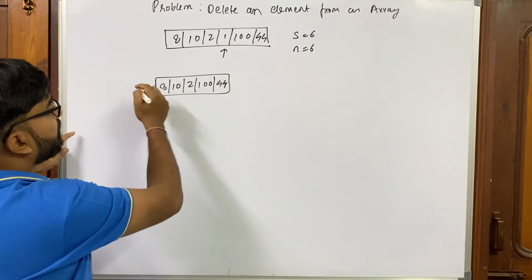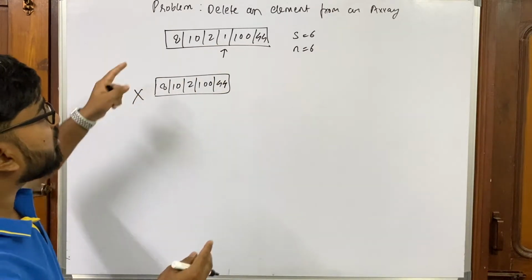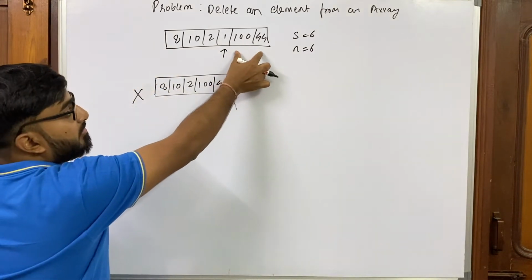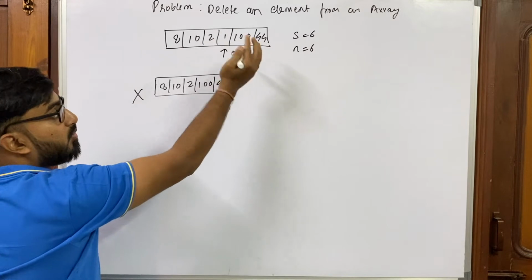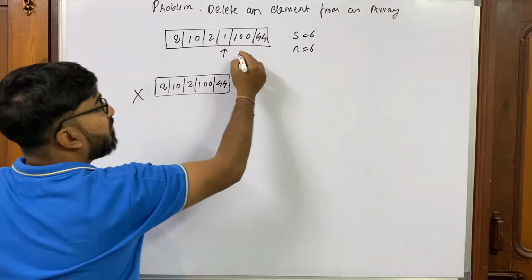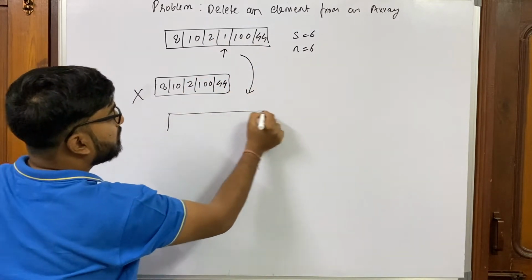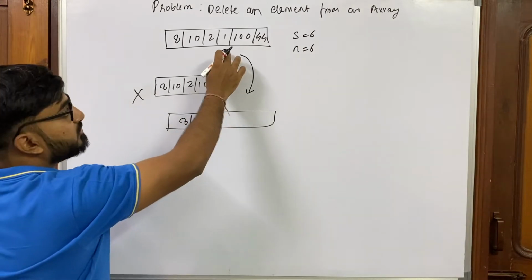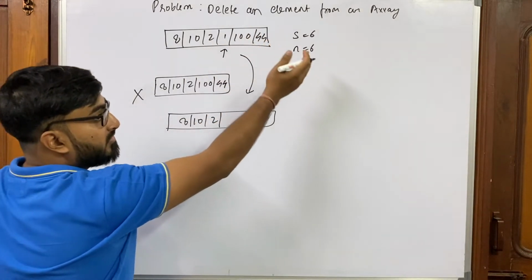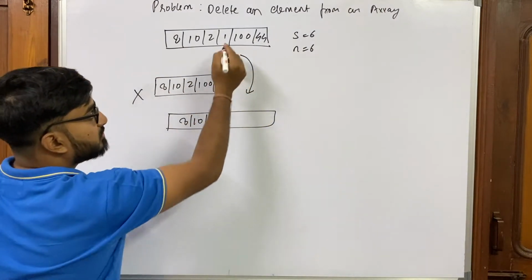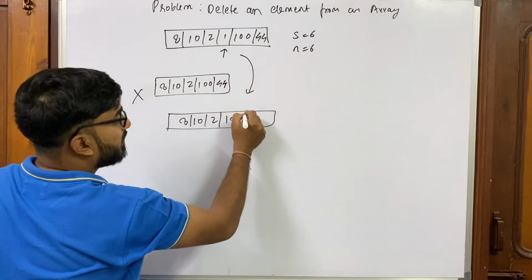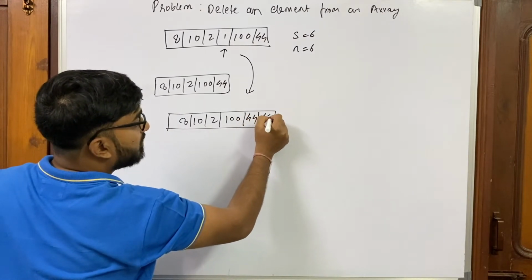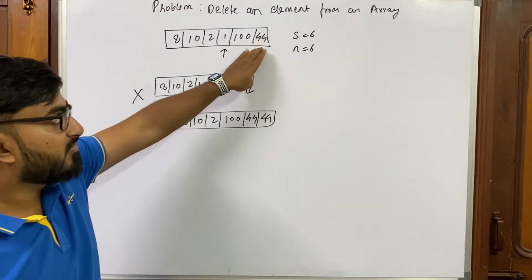We cannot actually remove a location in an array. So how do we actually delete this? What we do is we shift all the elements to the right of this location one step left. What do I mean? I want my array to look something like this now: 8, 10, 2. Since 1 is being deleted, everything to the right of it is shifted one place left. So 100 comes to the place of 1, 44 comes in the place of 100, and I don't care what is in my last location, which remains 44.